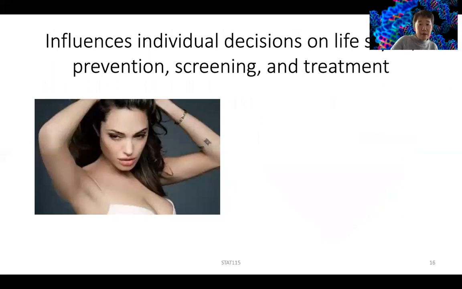Why do we care about getting the SNPs? You probably know Angelina Jolie had a double mastectomy because her DNA has one mutation on a gene which gives her much higher chance of developing breast cancer and ovarian cancer. And so after she had babies, she didn't want to have that risk, so she can reduce the risk.